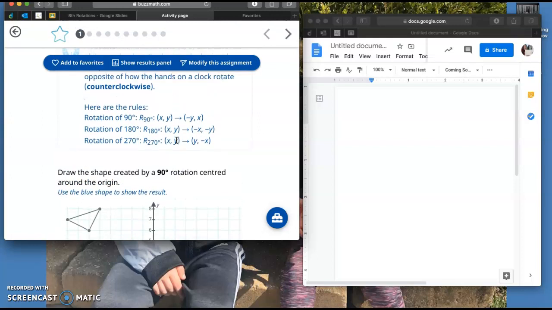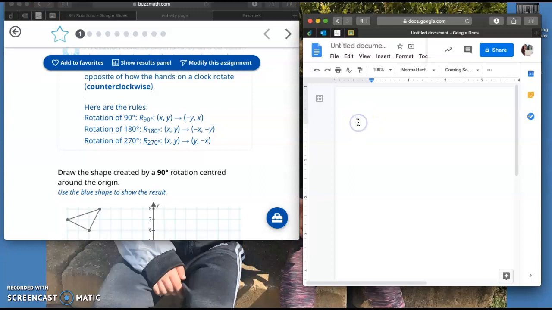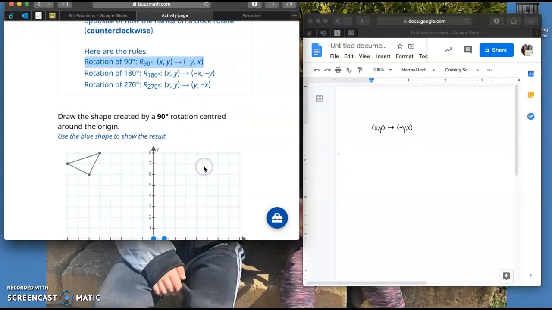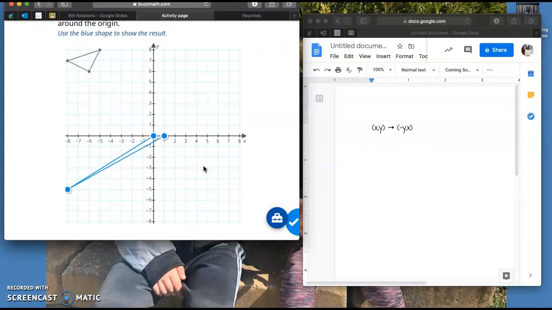So the first thing that you should do is write the rule on a piece of paper or on a document. I'm going to write it on a document. I'm looking right up here at the rules, and I'm writing what the rule is for a 90-degree rotation. So I go from (x, y) and I become (negative y, x). All right, now I can go away from the rules and go down to my shape.